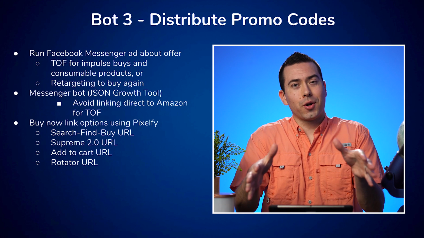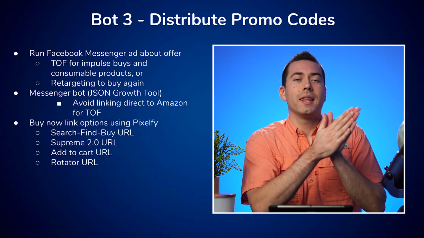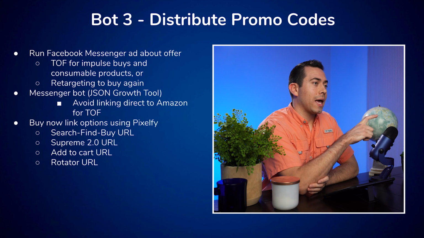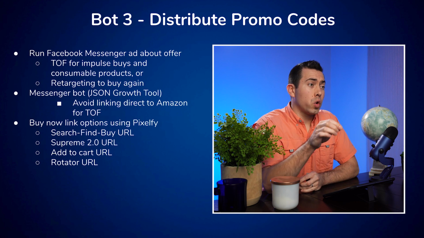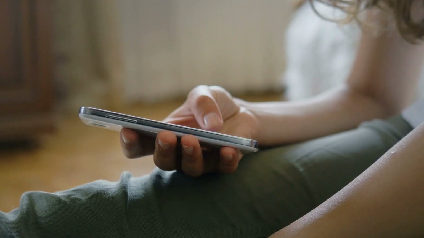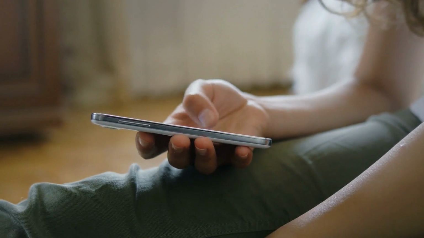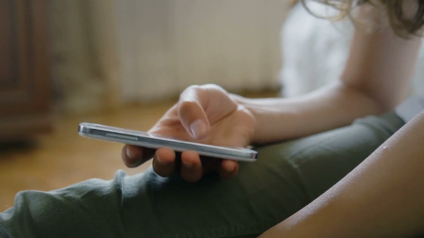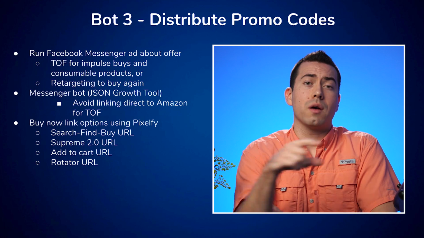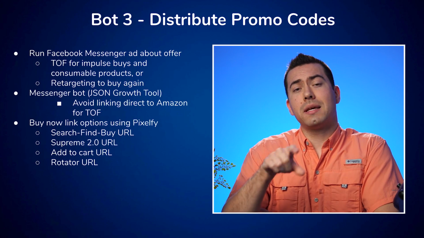If you're not targeting your current customers and you just target cold traffic, then what you want to do is run a Facebook ad, using the JSON growth tool that you're going to pull from ManyChat. That's going to make it so that when they click on that Facebook ad, it's going to immediately send them a message through Facebook Messenger. In that ad, you're going to want to say something like, get X percentage off on buying this product right now. So you're going to link them over into the Messenger bot flow.